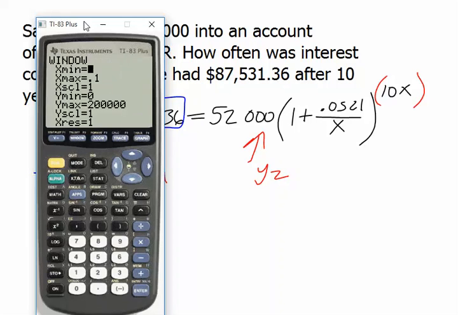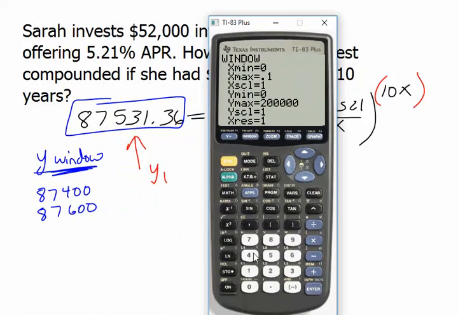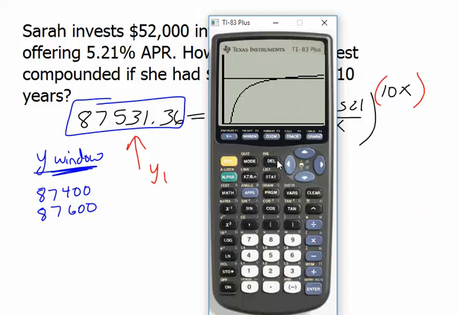We go to our window. In this case, x is the number of compoundings per year. Now, we might have it happen frequently or infrequently. I'm going to say 0 to 100, but then for the y min, we're going to make 87,400. Y max, we're going to make 87,600. Then we'll hit graph. That's a decent picture.